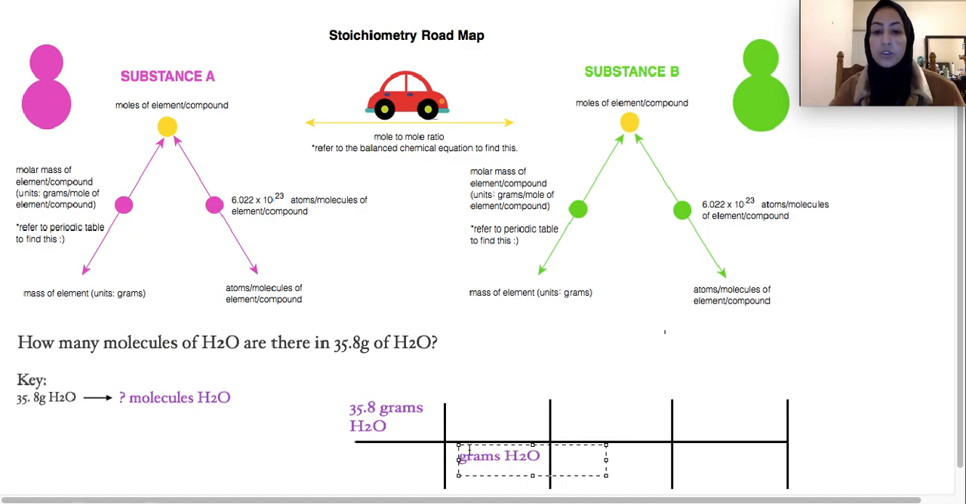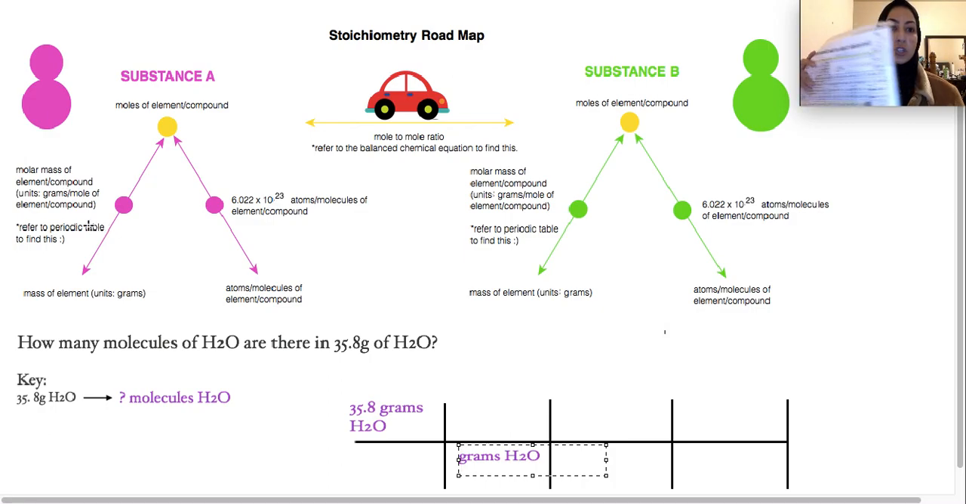Okay, so I started right here, 35.8 grams of H2O. I want to work my way up and all the way down to atoms or molecules of H2O. So I began right here and I put that in my first box. And then I went ahead and used the units that are written right here and put them down right here. My next step tells me find the molar mass of H2O.